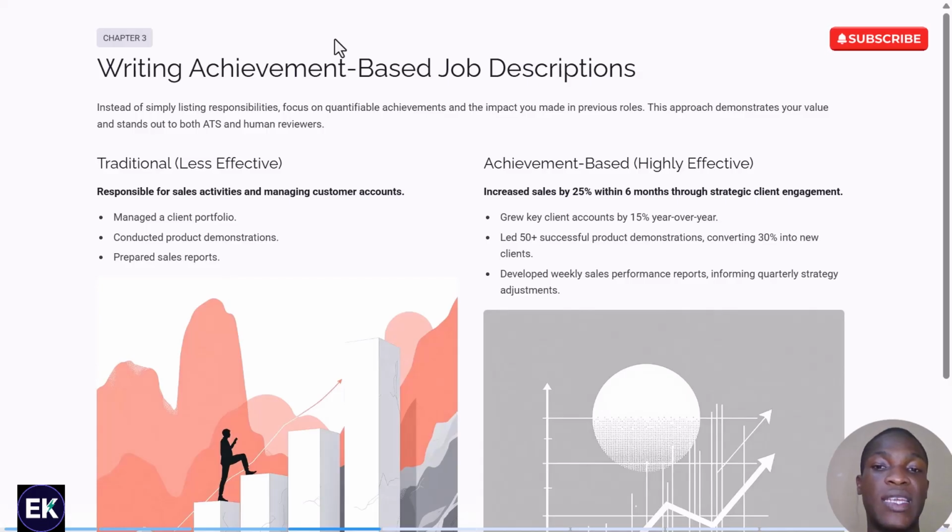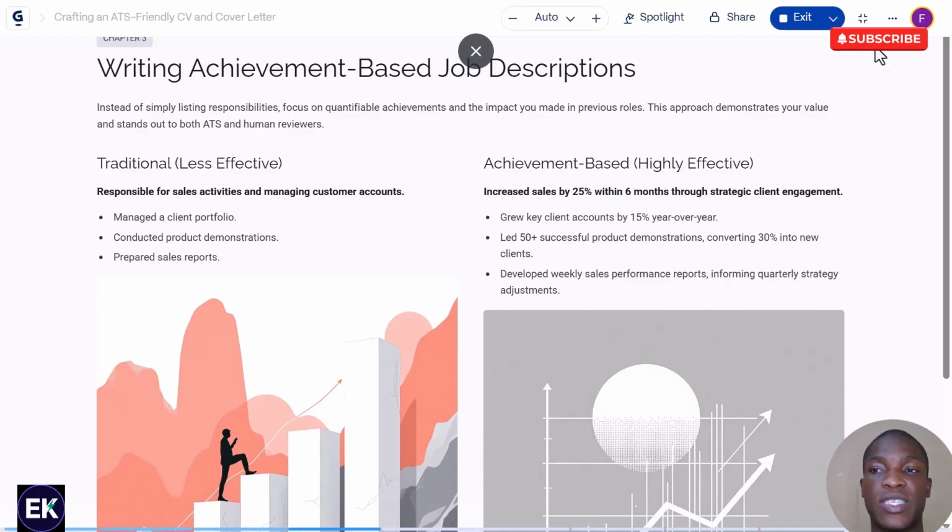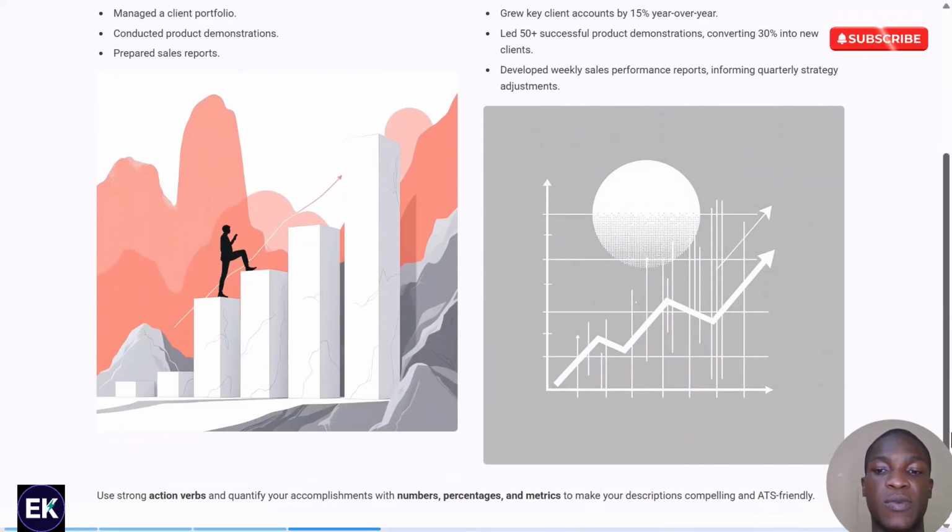Next one, lead 50 plus successful product demonstrations, converting 30% into new clients. Lastly, develop weekly sales performance reports, informing quarterly strategy adjustments. So these are things that you should put in your CV, not your responsibility. It's not about responsibility every time. You use strong action verbs and quantify your accomplishments. Use numbers to quantify, reasonable quantification.